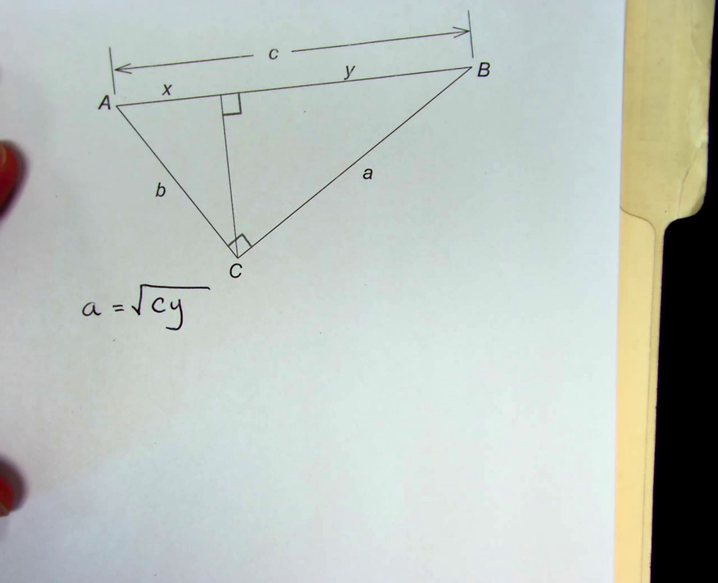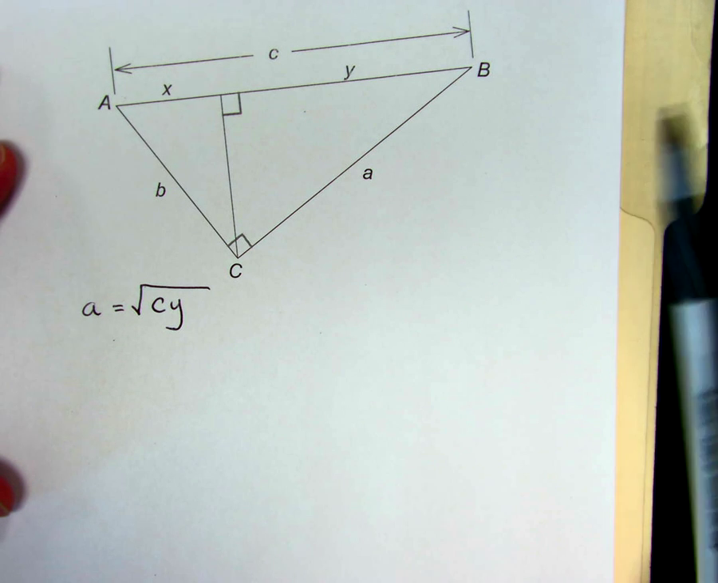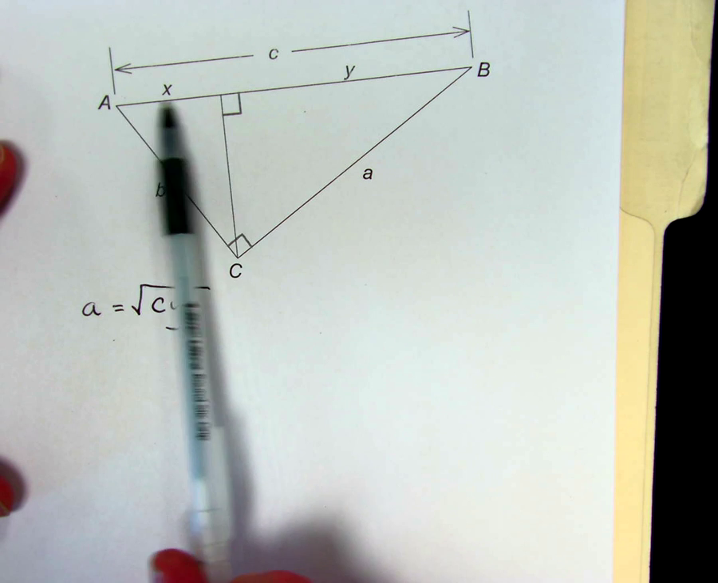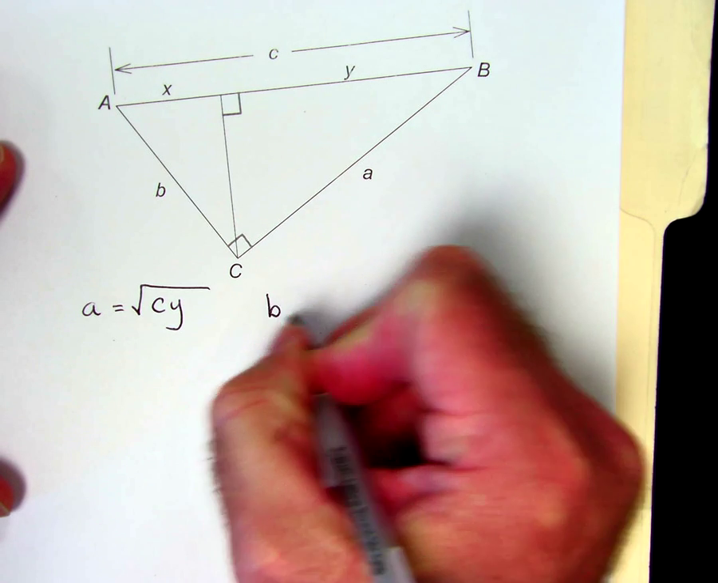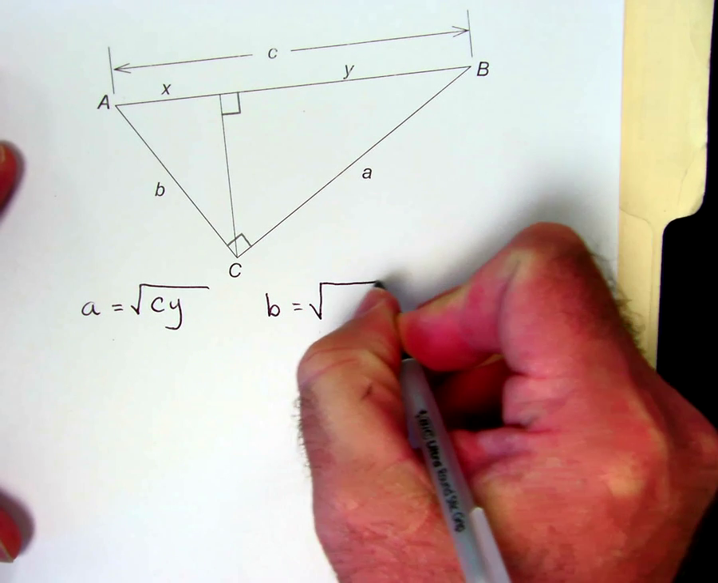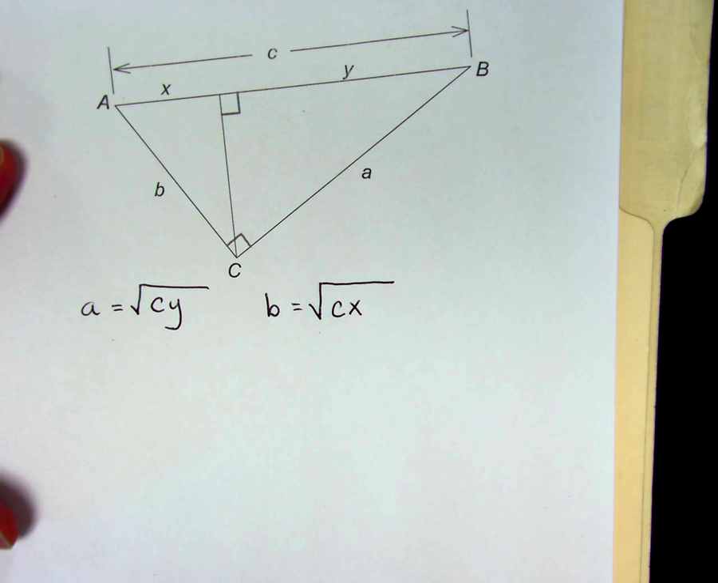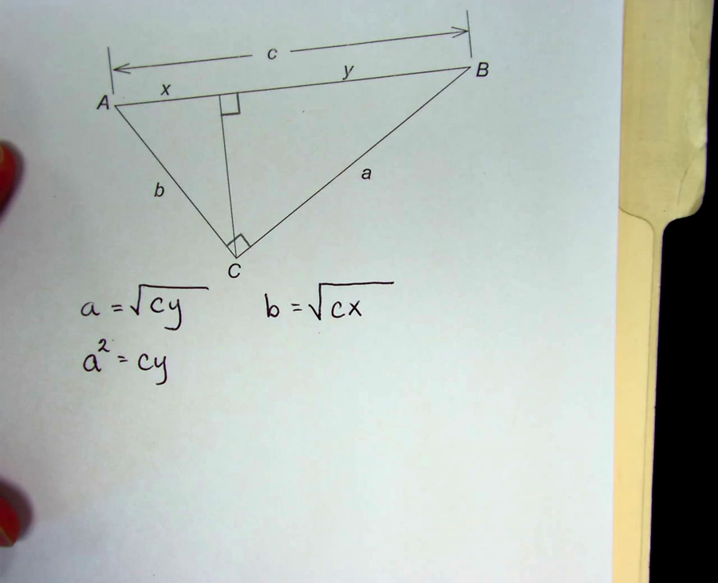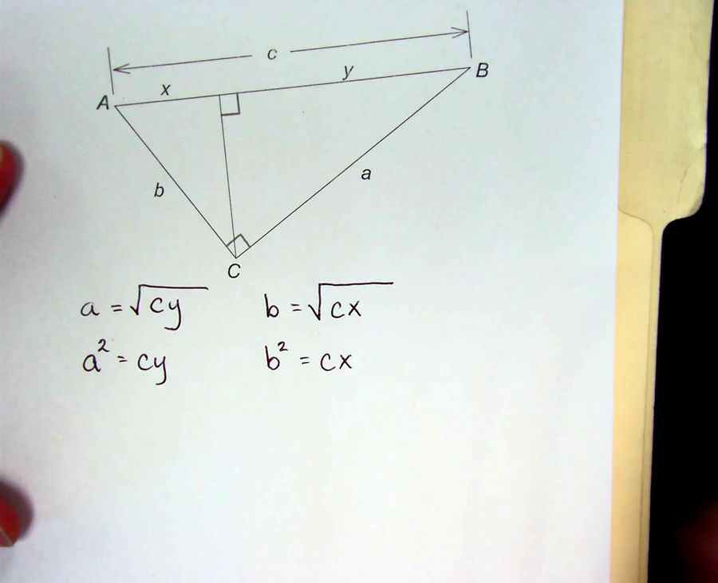That same theorem would allow us to say that B, the length of the other leg, is the geometric mean between the hypotenuse, C, and the length of the segment of the hypotenuse adjacent to that leg. So we could say that B is the geometric mean, so the square root of the product of C and X. Notice if we square both sides of those equations, we would get A squared equals C times Y, and B squared equals C times X.